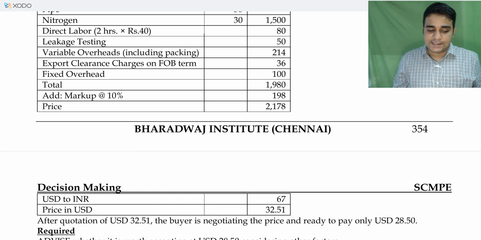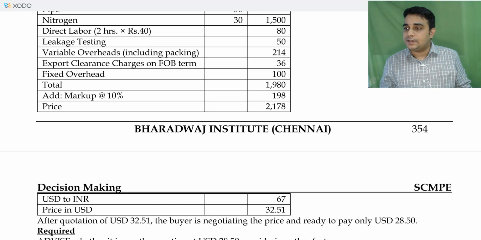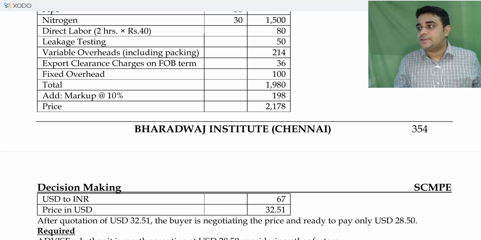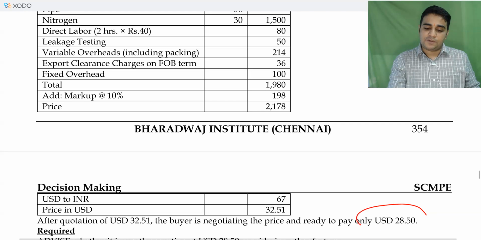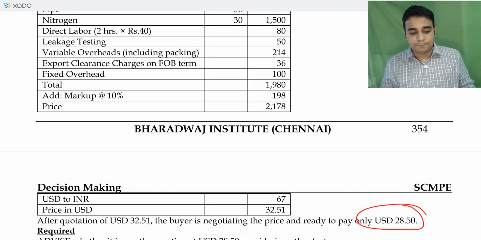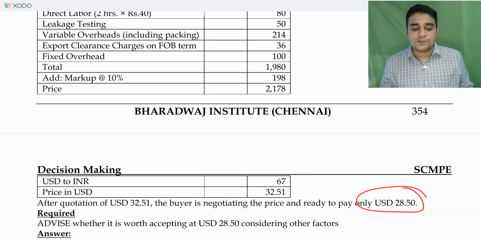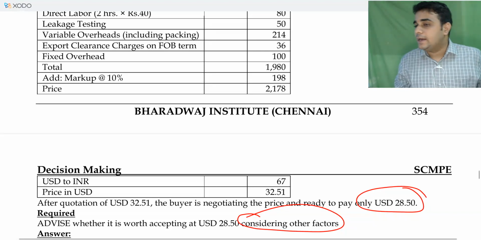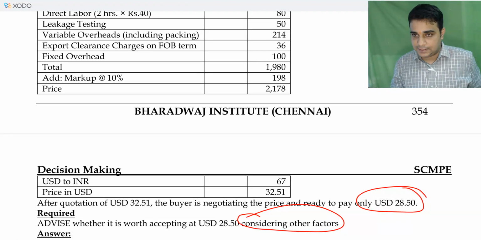USD to INR is 67. Price in US dollar is 32.51. So I told the export customer that I want to fix a price of 32.51. He has asked for a price of 28.5 US dollar. Analyze whether it's worth accepting USD 28.5 considering other factors.